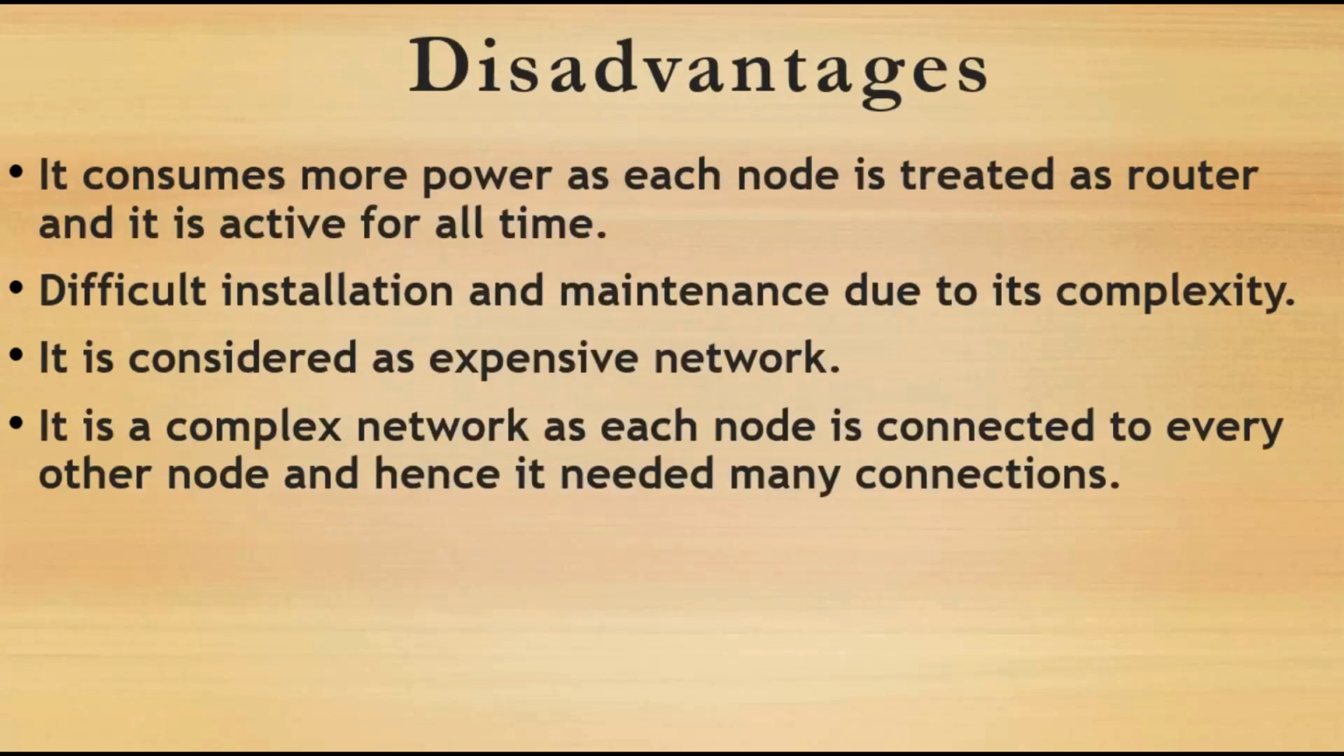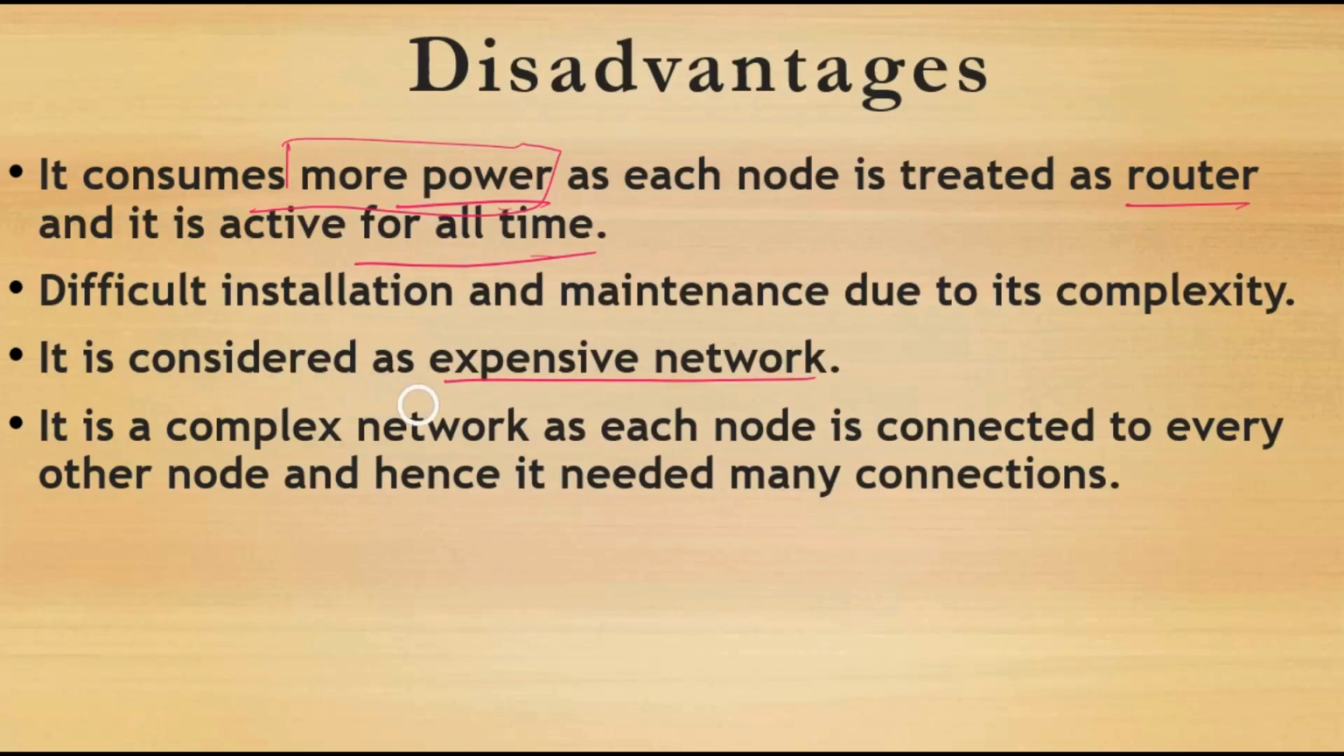When coming to the disadvantages of mesh topology, it consumes more power, as each node is treated as a router and is active all the time. All the nodes act as routers, so it consumes more power as it is active throughout the network. It is difficult to install and maintain due to its complexity. It is considered an expensive network, as it has many components and installation is very complex.